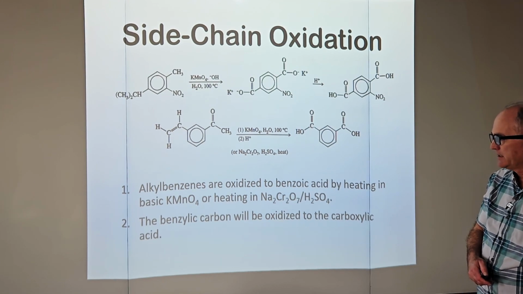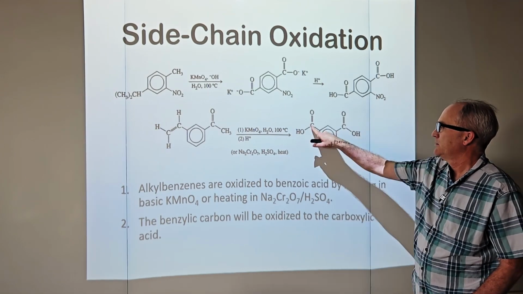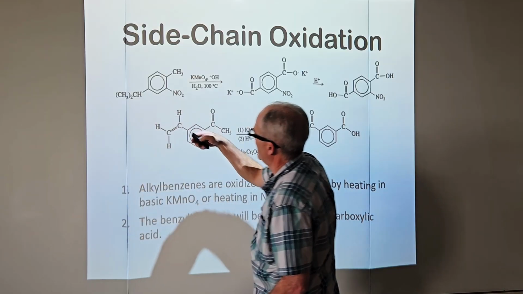The benzylic carbon will be oxidized to the carboxylic acid. So this is the benzylic carbon, benzylic carbons.